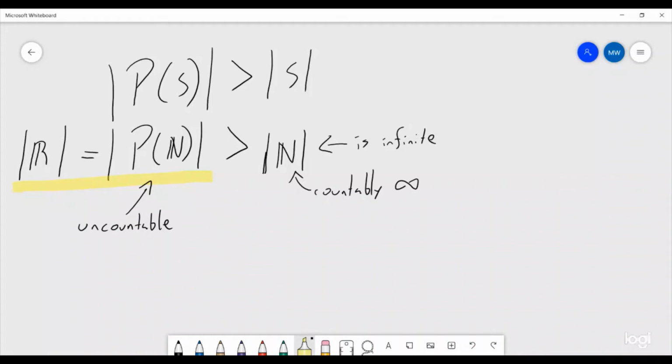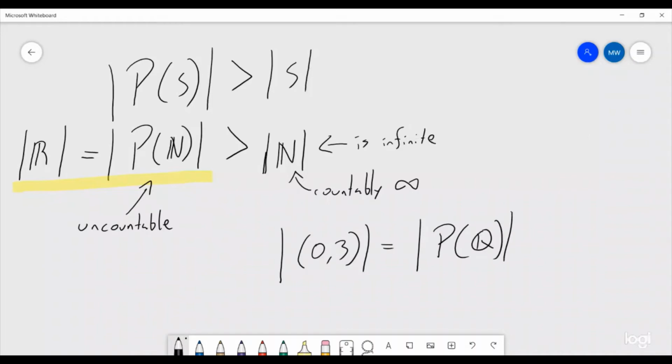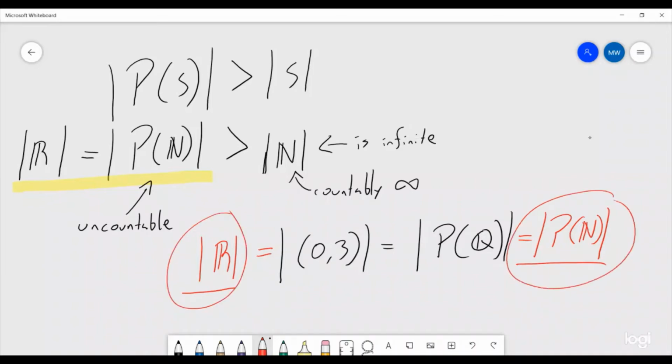It might be a test question to show that the cardinality of the interval 0 to 3 is the same size as the cardinality of the power set of the rational numbers. But then you would do this by saying, well, this side is equal to the cardinality of the real numbers, this side is equal to the cardinality of the power set of the natural numbers, and these you already know are true, so that's how you would approach it. But showing this is equal to that is unlikely to be on your test.